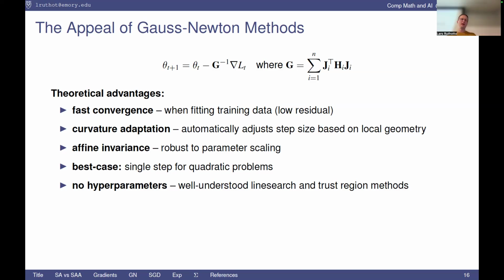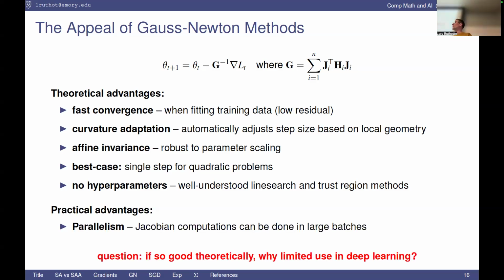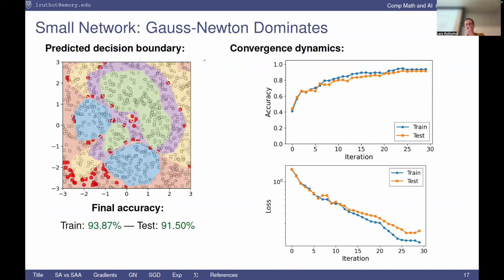So this should be good. Yeah, it adapts to the curvature. It is affine invariant. So if you rescale your weights, nothing bad happens. The Gauss-Newton part will just take care of that. Otherwise, tough luck. You always need to pick a new learning rate. And I like not having hyperparameters, to be honest. So you just pick your line search or trust region method, and it'll just work the same way. That's the idea. And practically there's also a lot of parallelism you can pick up, because many things can be done in parallel. So this is how it does actually.